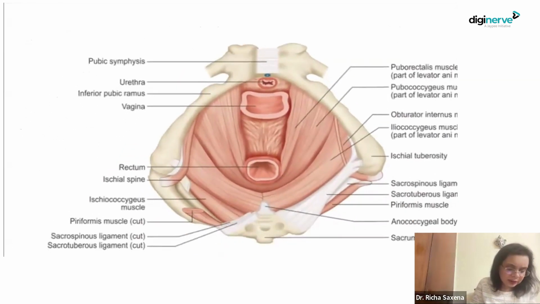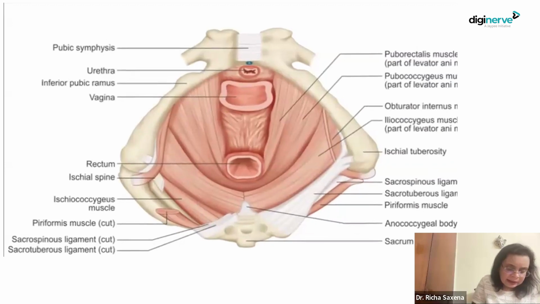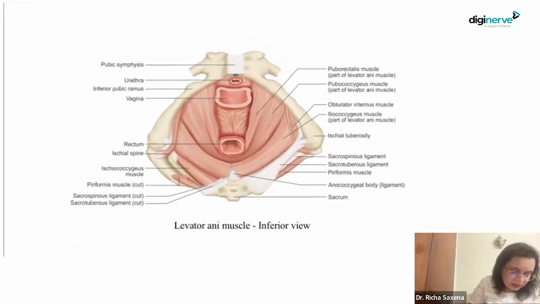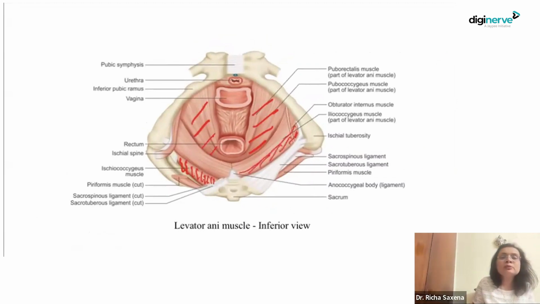So you can see this is the levator ani. This part is the pubococcygeus, and it also forms the puborectalis, or the sling which surrounds the vagina and the rectum. And there is a little part of it which is also the ischiococcygeus. This is the small part. And there is the ischiococcygeus and there is also the iliococcygeus. Iliococcygeus is this part. So the significant part is the pubococcygeus.